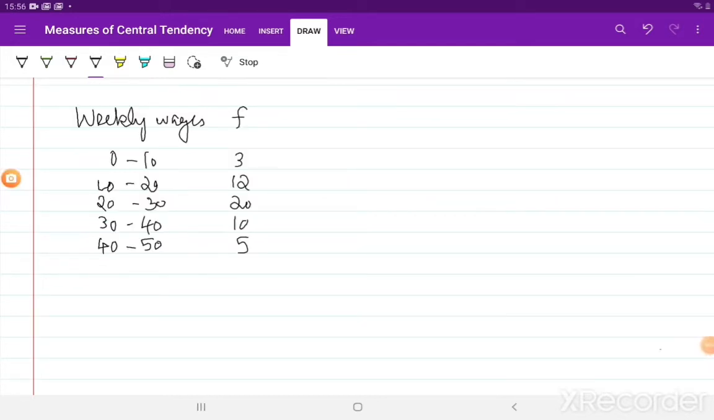This same shortcut method can also be adopted for frequency data. So here the example is I've got weekly wages tabulated according to class interval. So remember, if you have class interval, it is the midpoint of the class interval that will be my x. So x in this case, 0 plus 10 by 2 is 5, 10 plus 20 is 30 divided by 2 is 15, 25, 35, 45, etc. So my x values are the midpoints of the class intervals.